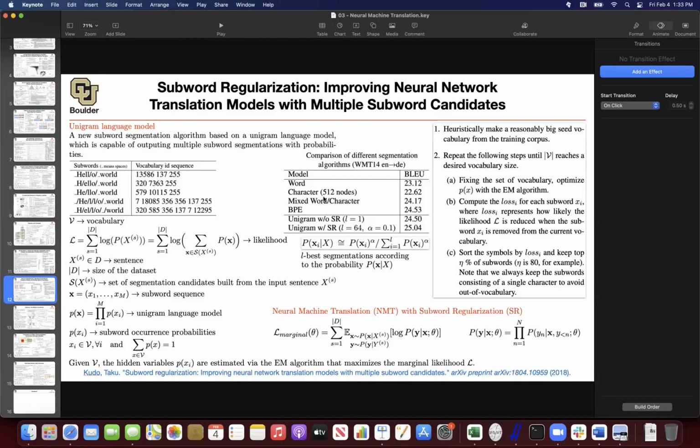Any questions about Unigram language model? Okay, perfect.